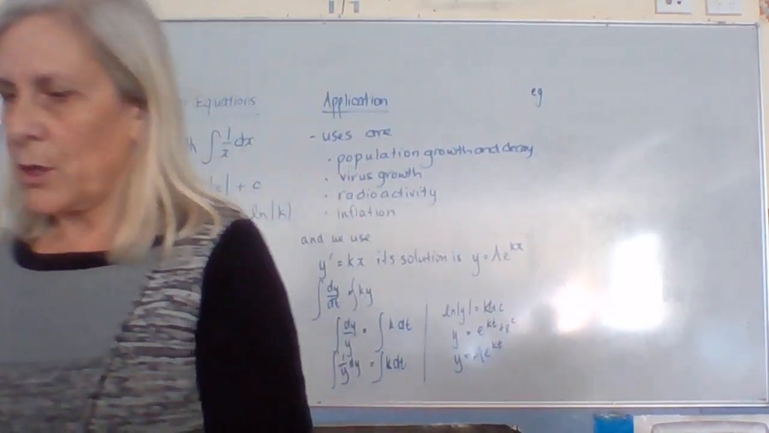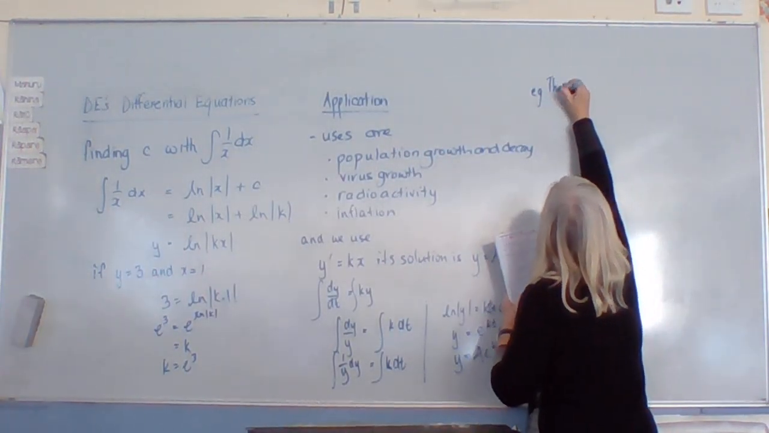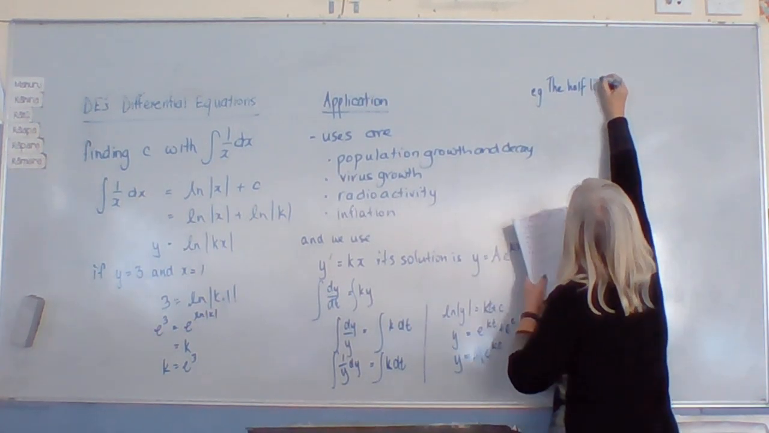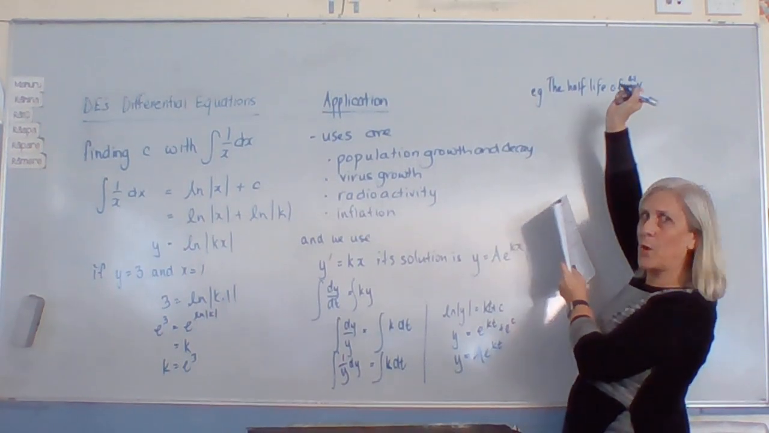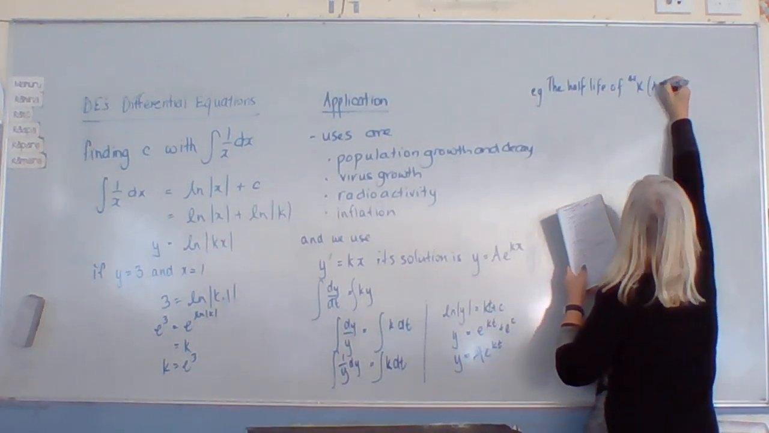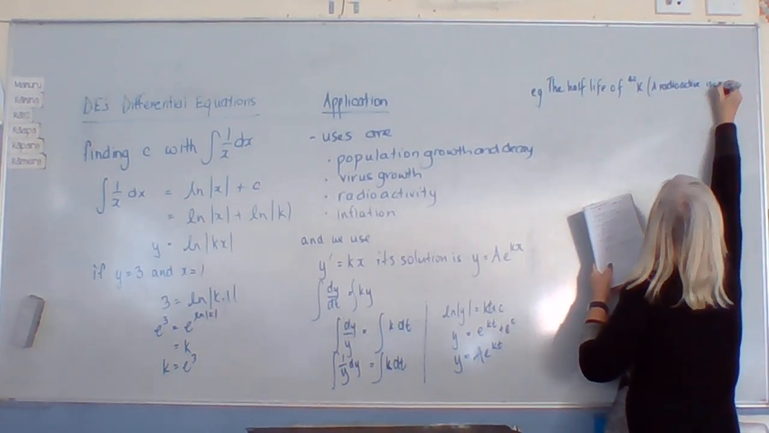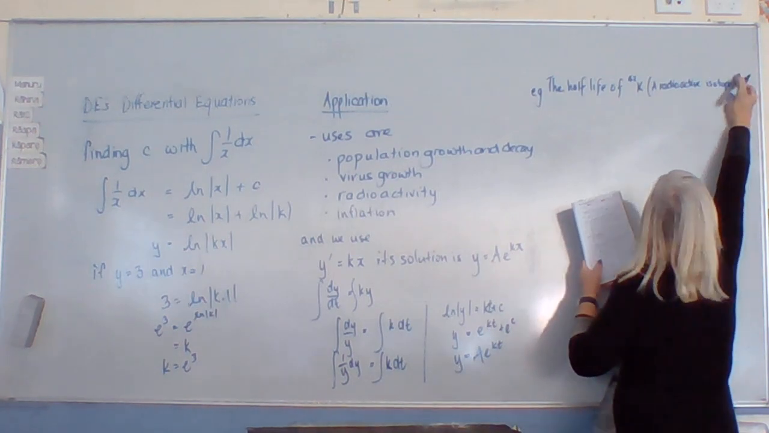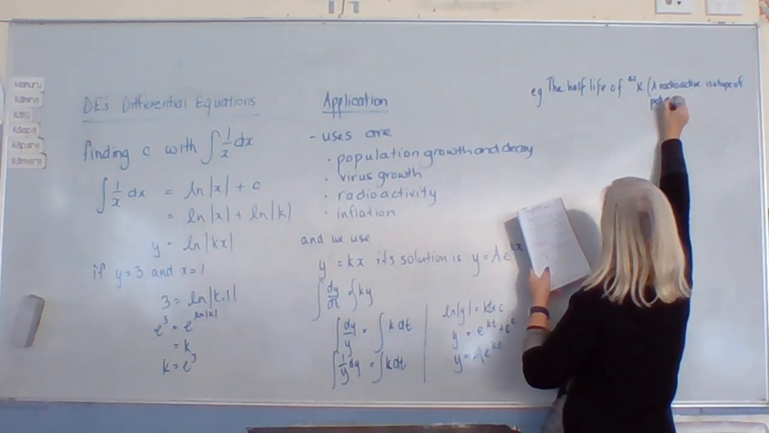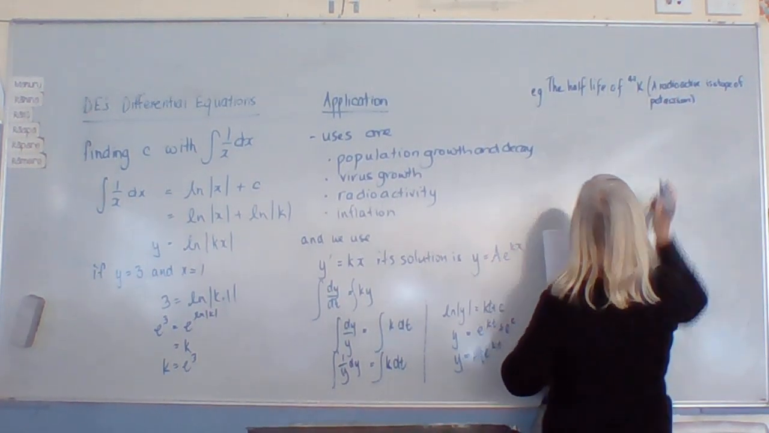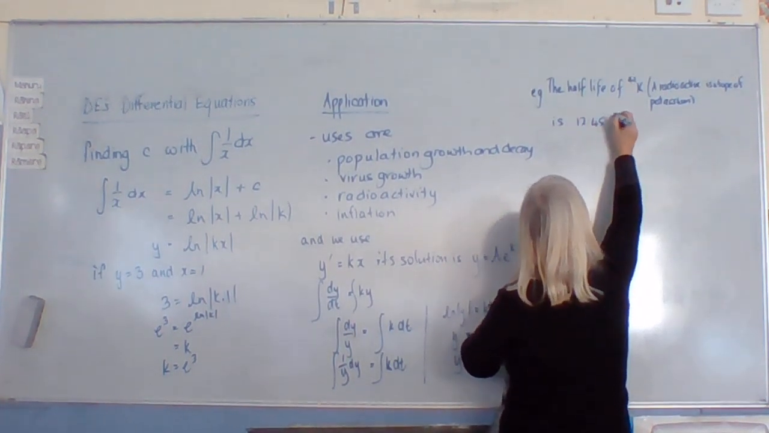Okay, I'm going to copy it off the book. The half-life of 42K, which apparently is some radioactive isotope of potassium, is 12.45 hours.